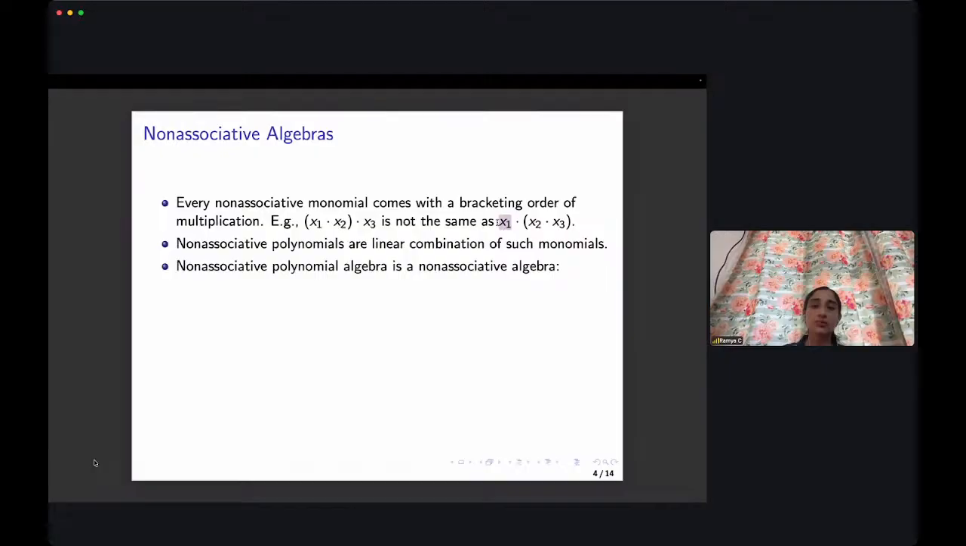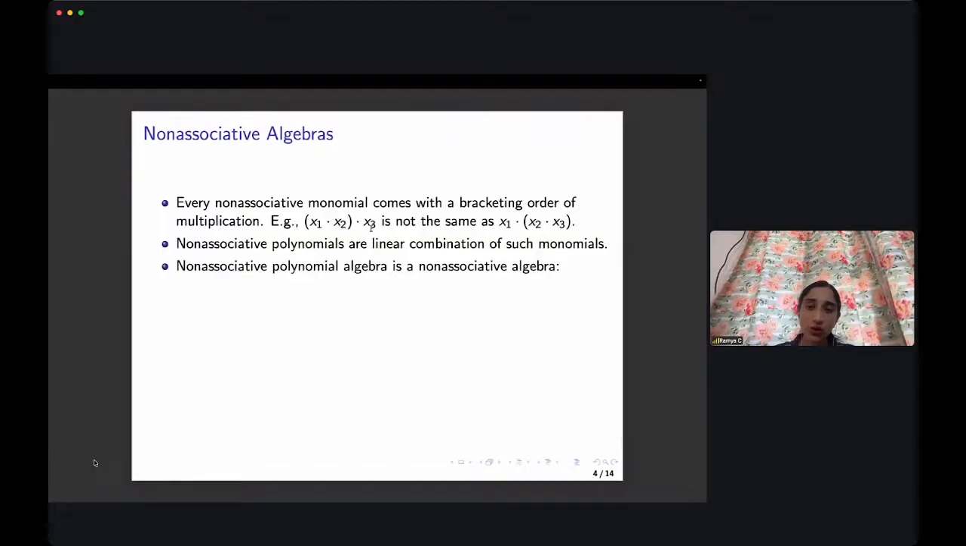Right? And these two monomials have the same variable order. If you think of the non-commutative world, these two monomials would have been the same if you just removed the brackets. But now, after introducing brackets, these are two distinctly different non-associative monomials. And non-associative polynomials are just linear combinations of such bracketed monomials. And the non-associative polynomial algebra is the algebra where the product is non-associative.